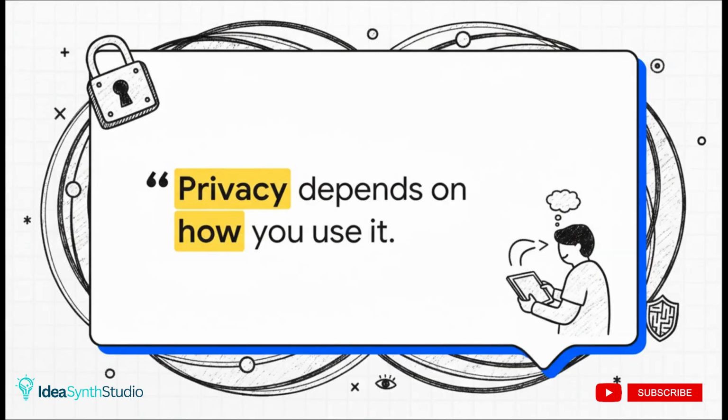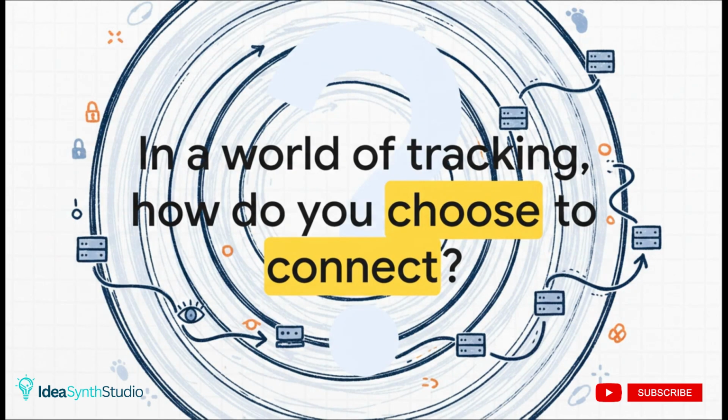And really, this quote says it all, right? Privacy depends on how you use it. Tor gives you the infrastructure, the highway for privacy. But whether you actually stay private, that still comes down to your own behavior and your own choices. It's a powerful piece of a much bigger privacy puzzle, but it's not the whole puzzle itself. So by deliberately scrambling that connection between who you are and where you're going, Tor gives us a real, powerful alternative to the internet's default setting, which is just constant tracking. And it leaves us with a really important question to think about. In a world that is literally built to track you, how are you going to choose to connect?